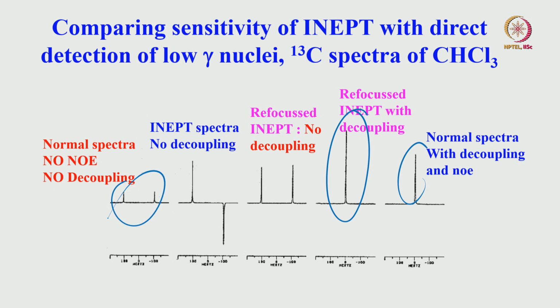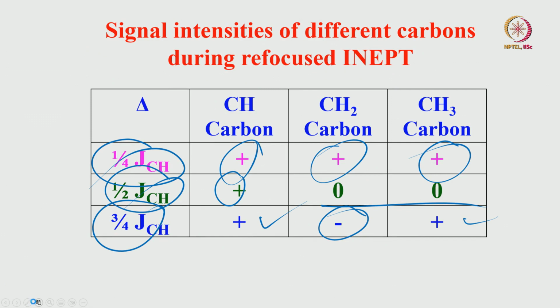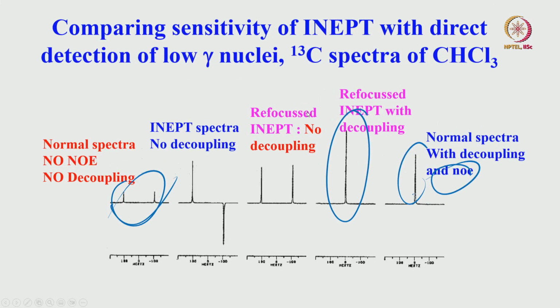This is a conventional experiment with decoupling and NOE. Here, no NOE at all. And this is what we have as advantage. There is a gain in the signal intensity here because of, I am sorry. And this is the signal intensity which is coming because of INEPT, refocused INEPT.